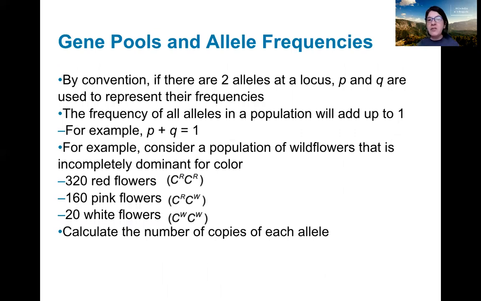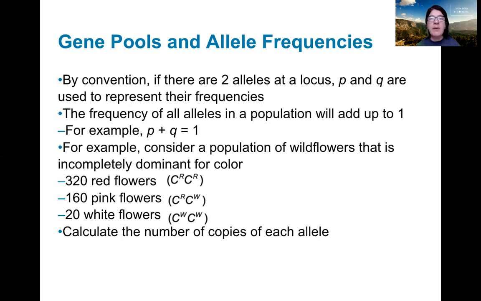So by convention, there are 2 alleles at a locus. If there are 2 alleles at a locus, because we could have multiple alleles for one gene, not just 2. But let's stick with 2 for simplicity's sake. So by convention, the 2 alleles are called P and Q. Usually P is the dominant and Q is the recessive allele. Okay, so if you have 2 alleles that are given for a given gene, then we say that the frequency of the dominant is called P and the frequency of the recessive allele is Q.